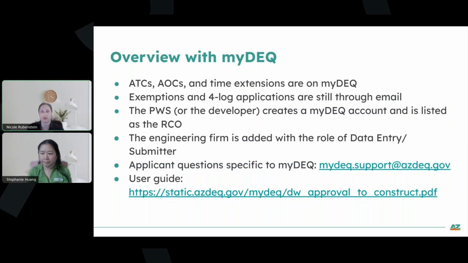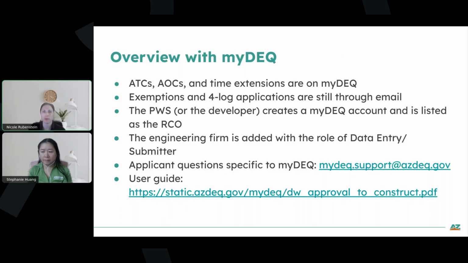So, an overview of how everything works now with the MyDEQ portal. Approval to construct, approval of construction, and time extension applications are all submitted on MyDEQ. Exemptions and forlog applications are still submitted through email. So we still have the paper form for those, and those will still be sent to our group email.